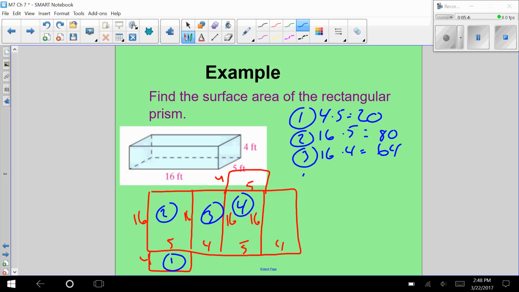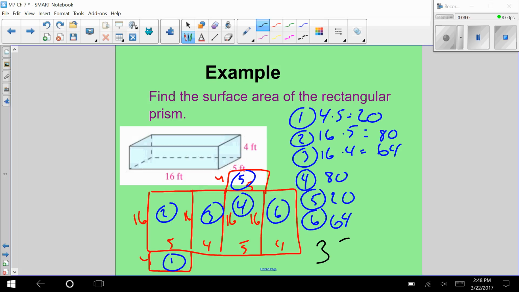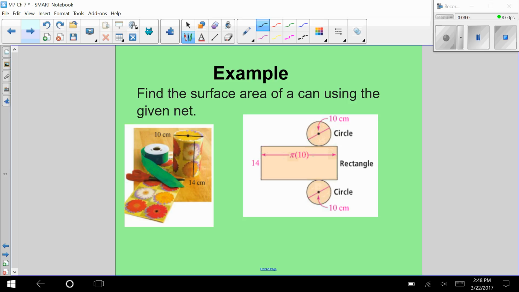Shape 4 is 16 by 5, which we already did, so it's 80. Shape 5 is 4 by 5, which is 20. And shape 6 is 16 by 4, which is 64. Add those all together, we get 328 square feet. Now we're going to look at cylinders.